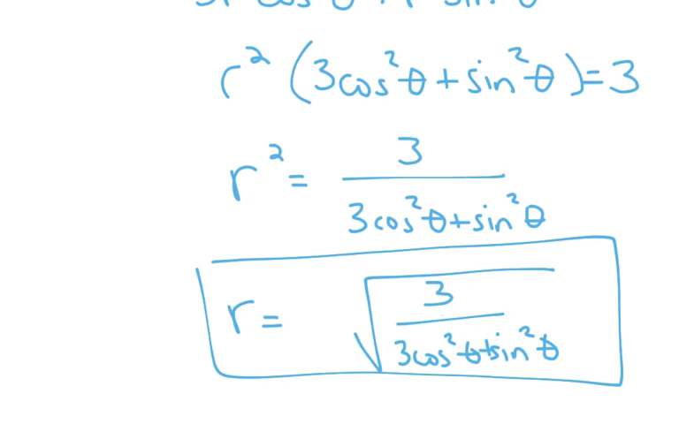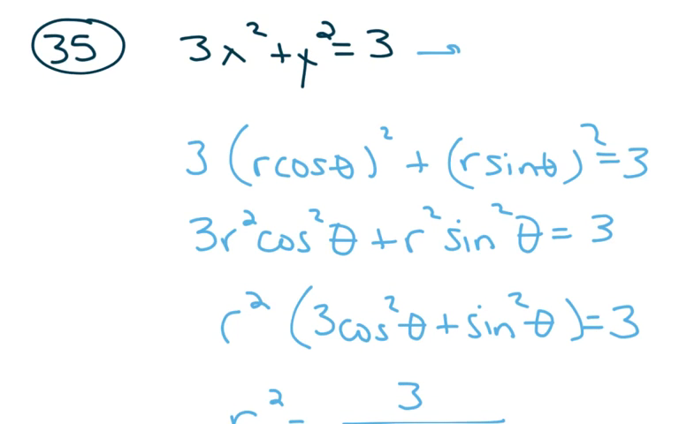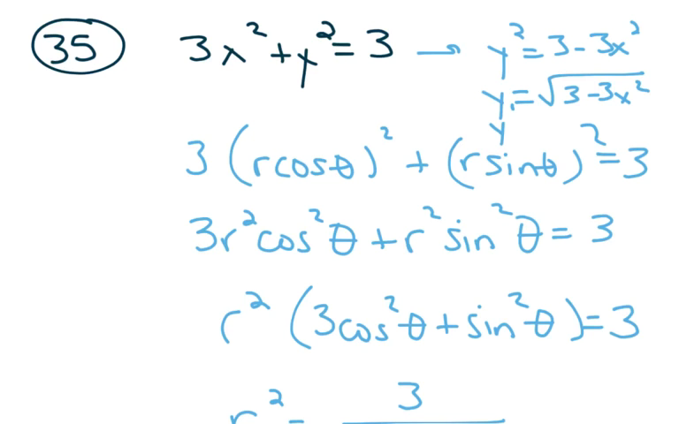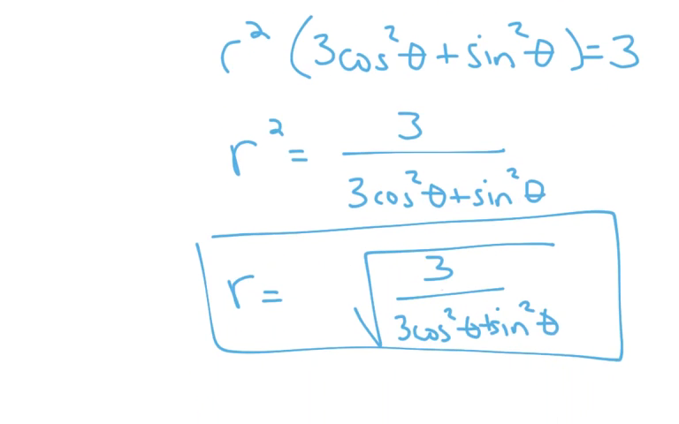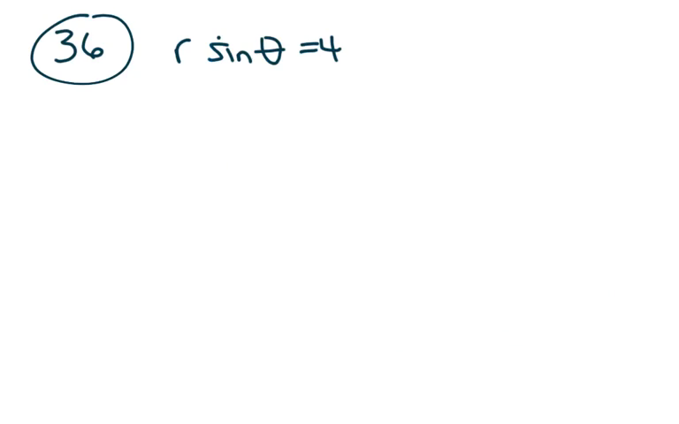If you're not sure if you converted an equation correctly, you can go back up here and graph this in rectangular form. You would graph the square root of 3 minus 3x squared in y1, and y2 equals negative square root of 3 minus 3x squared. You should get the same picture on the graph that you get if you were to graph this polar equation. Number 36, we're going to rewrite r sine theta equals 4 into rectangular form. Well, this is y, and it's just the line y equals 4.